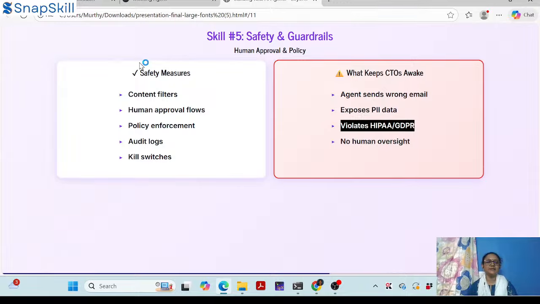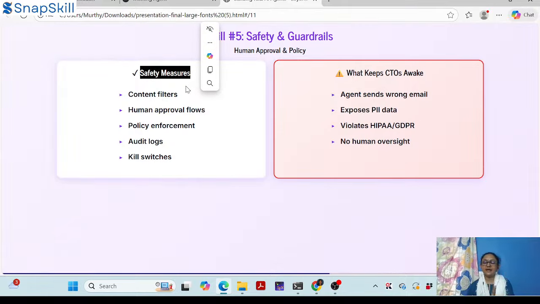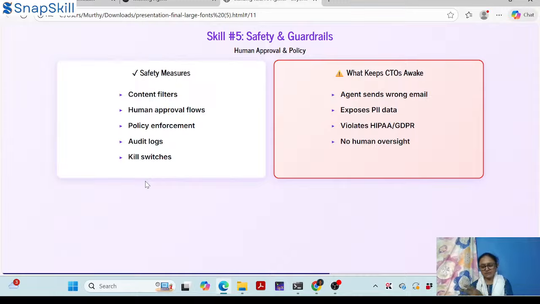To control the end result, safety measures are very, very important. What is the first one? Content filters. Then human approval flow, policy enforcement, audit logs, kill switches. These are very, very important. In detail, we are going to discuss all these things in our classes. But what is this? Safety and guardrails. Why is it required? It is important for sending emails, when to call that person, how many members I need to call, whether this content is correct or not. For all these things, it is very, very important.